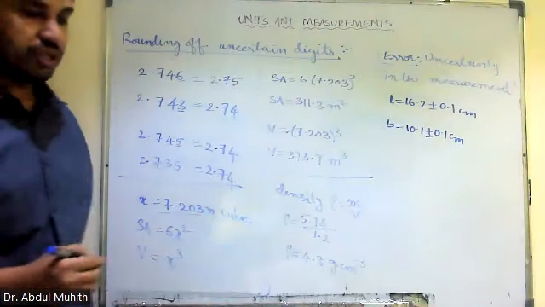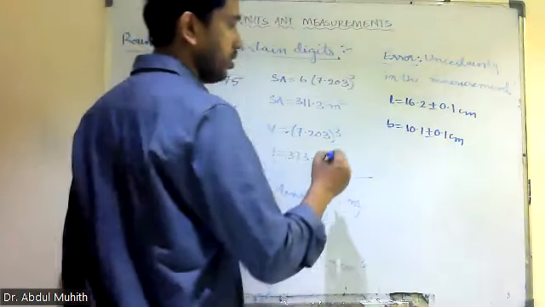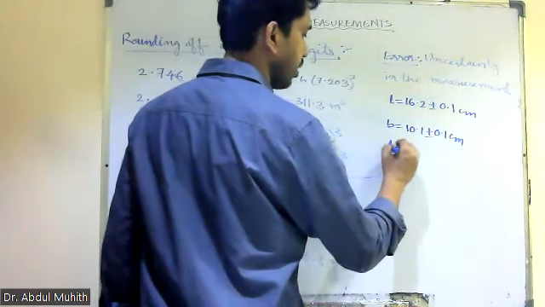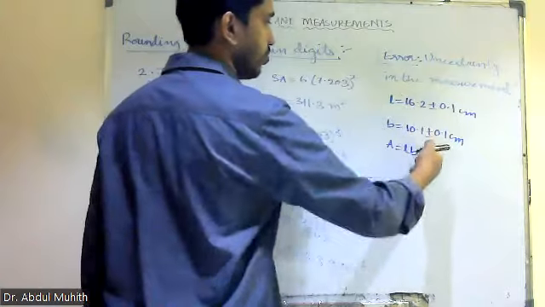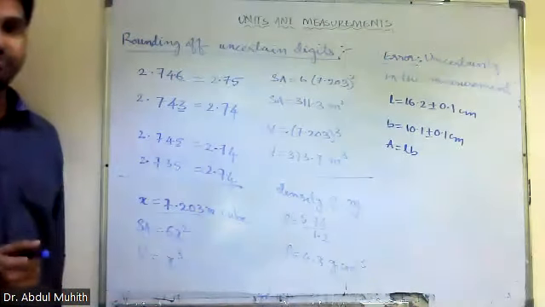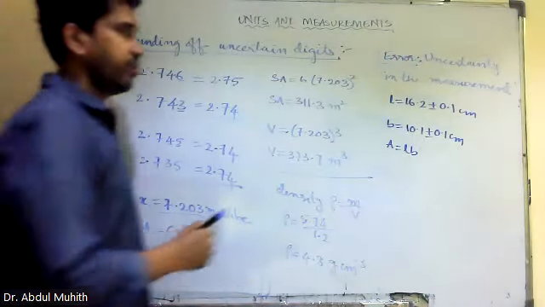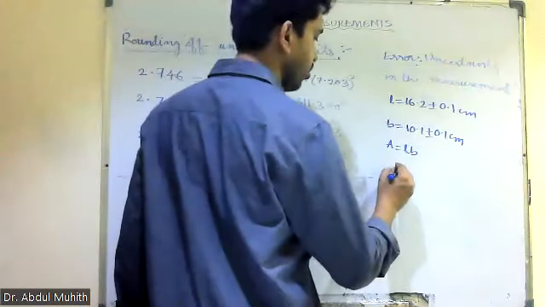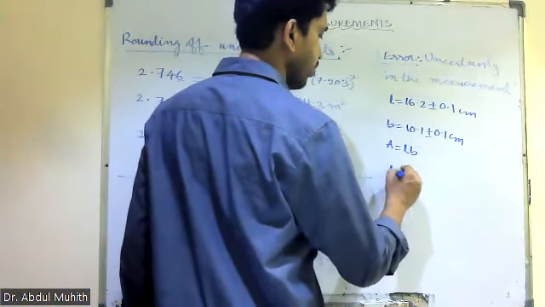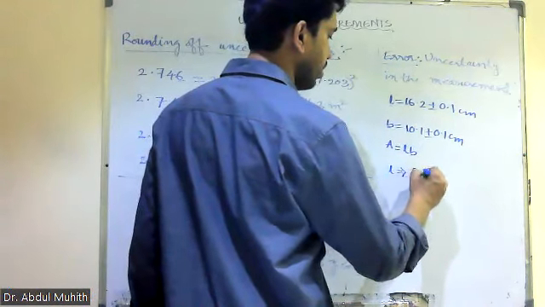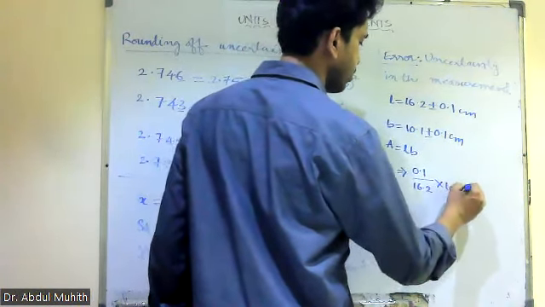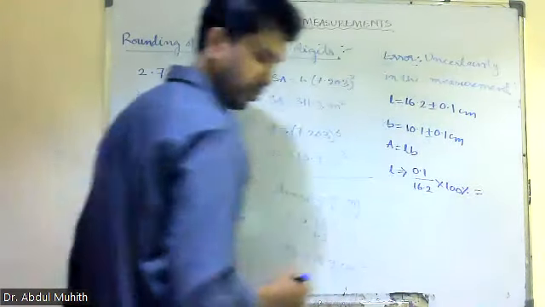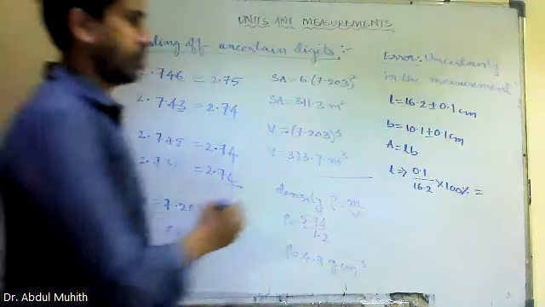I want to find out the area. Area is equal to length into breadth. What do the students do? They multiply this with this one, this with this one. That is wrong. Clear? So first we'll find out the percentage. For length, what are we doing? 0.1 divided by 16.2 into 100%. The value is around 0.6%.